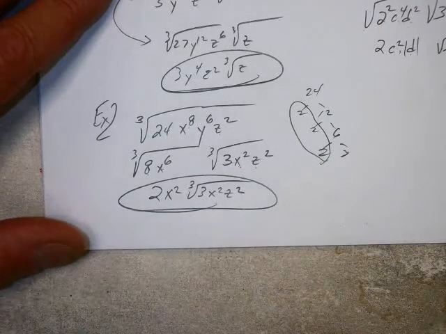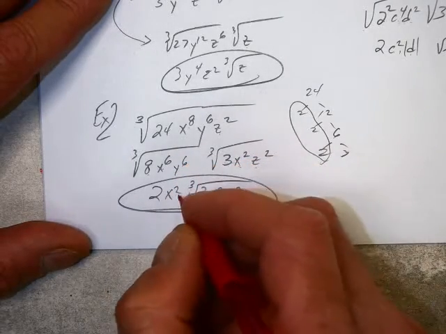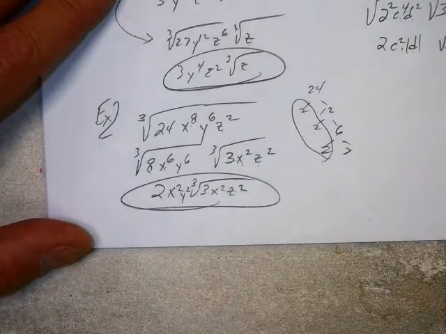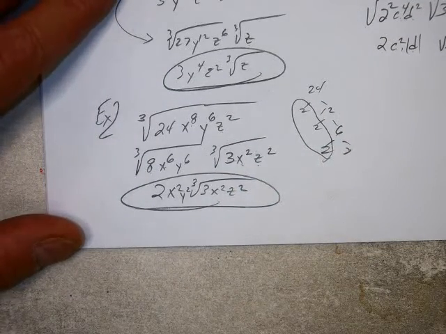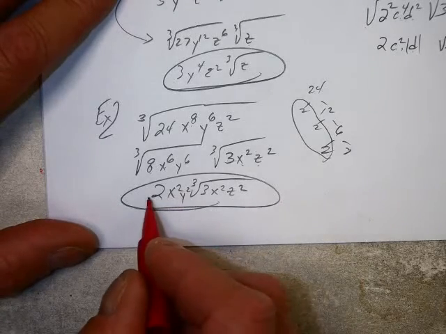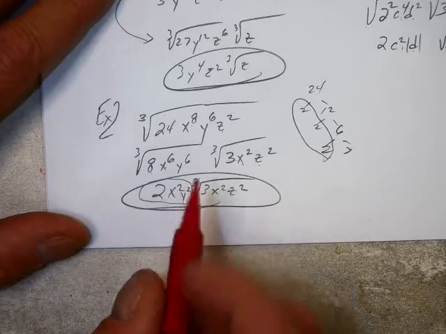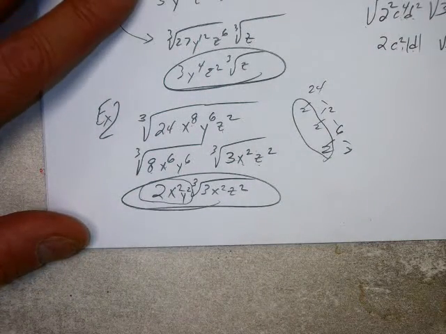Whoa, y to the 6th. So I'm sorry. Okay. Yeah, my bad. I just forgot the y. But anyway, this is kind of crunched together a little bit too much, but please make it clear what's exponents, what's my index. Okay?